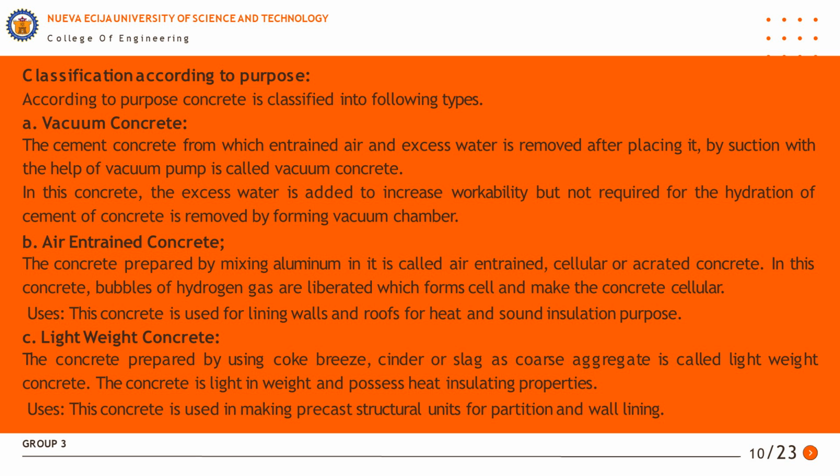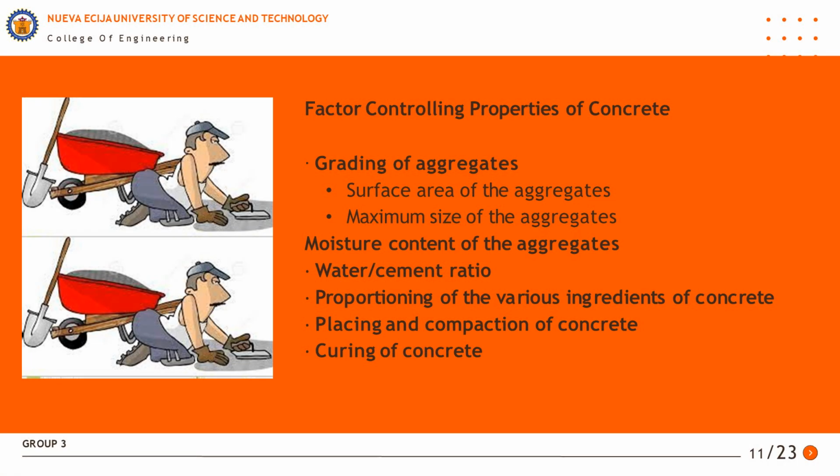This concrete prepared by using coke breeze, cinder, or slag as coarse aggregate is called lightweight concrete. The concrete is light in weight and possesses heat insulating properties. Okay, so since mababa ang thermal conductivity ng ating lightweight concrete, pwede natin itong gamitin to insulate water pipes, walls, or even rooftops. Ngayon punta naman tayo sa factors controlling properties of concrete.